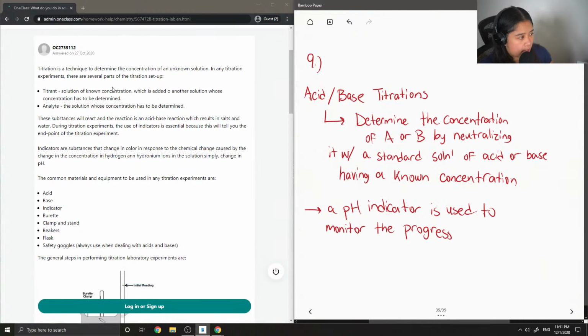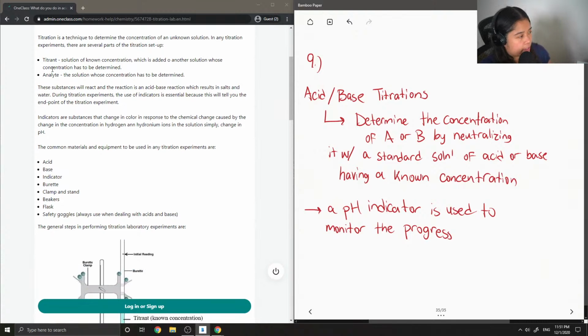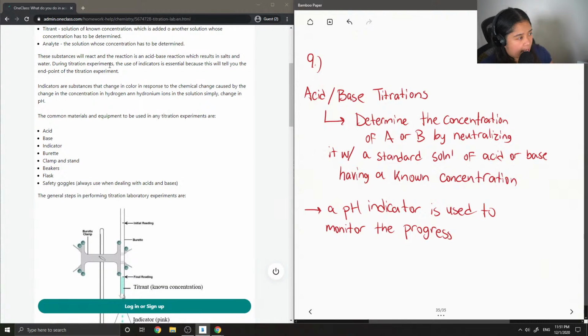Titration is a technique to determine the concentration of an unknown solution. In any titration experiments, there are several parts of the titration setup. You have the titrant, which is the solution of known concentration, which is added to another solution whose concentration has to be analyzed. So this is like our standard solution. And the analyte is the solution whose concentration has to be determined. These substances will react, and the reaction is an acid-base reaction which results in salts and water.